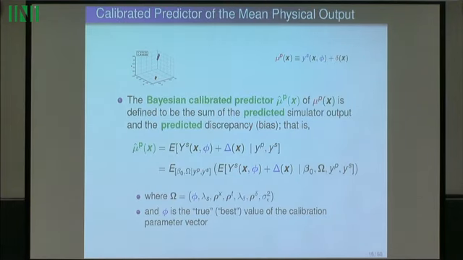Okay, so we need a predictor of the output at all the places we haven't observed. So it's going to be the sum of the predicted simulator output and the predicted discrepancy. In other words, it looks like this: the expected value of the simulator process and the bias process, given the data that we've got so far. And then you can compute that by conditioning on all of the parameters in the model, and then taking the expected value over the parameters. Okay, so this is the set of all the parameters that have cropped up so far in the talk.